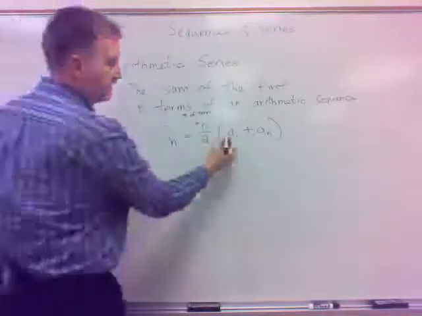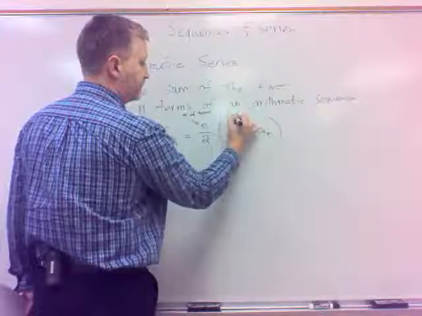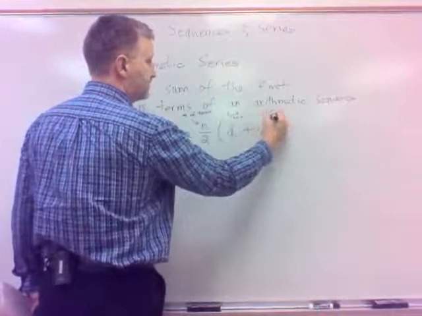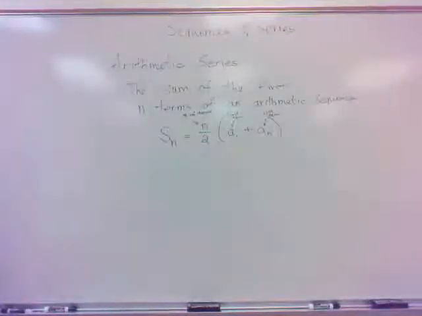Then I'm going to take, what does this mean? A sub 1, that's just the first term. And then a sub n is the last term. That's all you have to do to add up the first n terms of an arithmetic series. If it's arithmetic, that's all you have to do to sum that many terms.